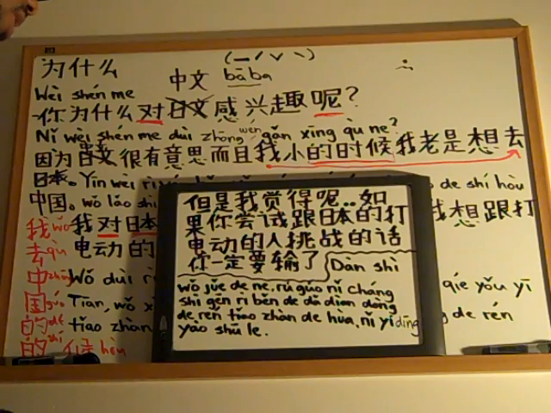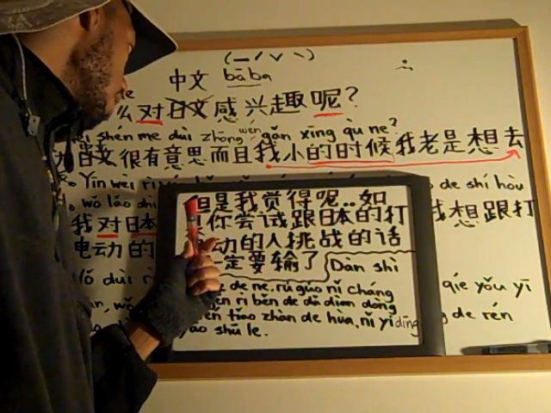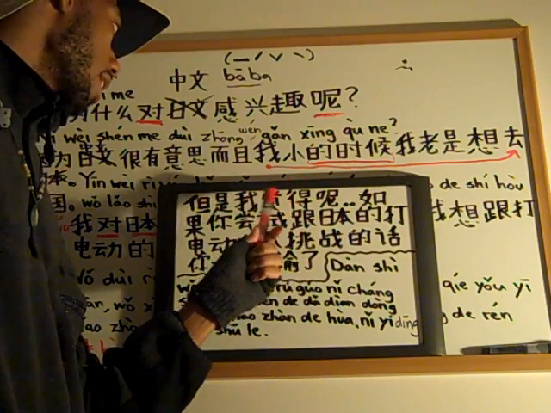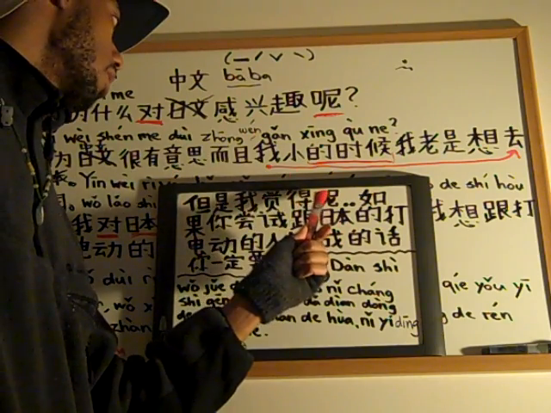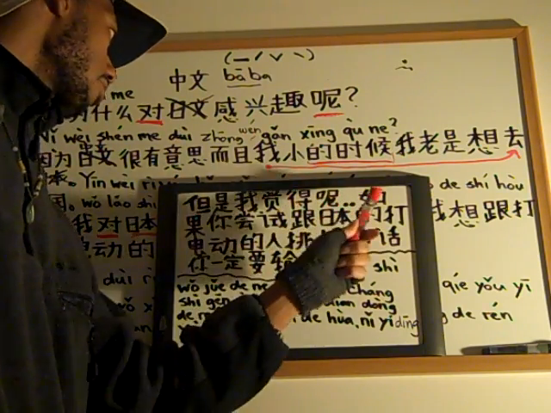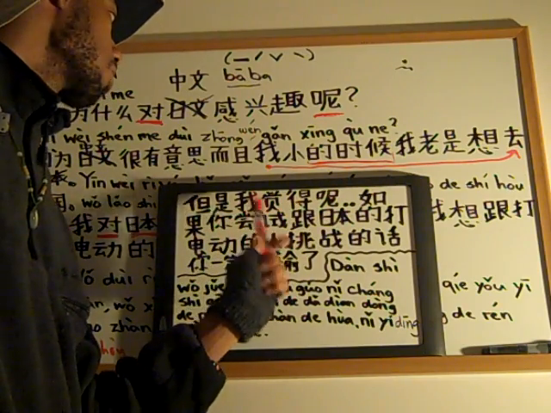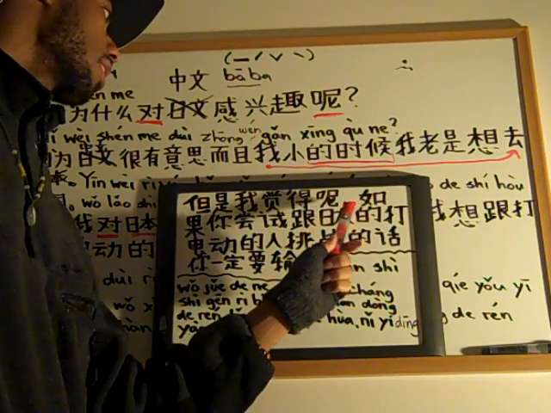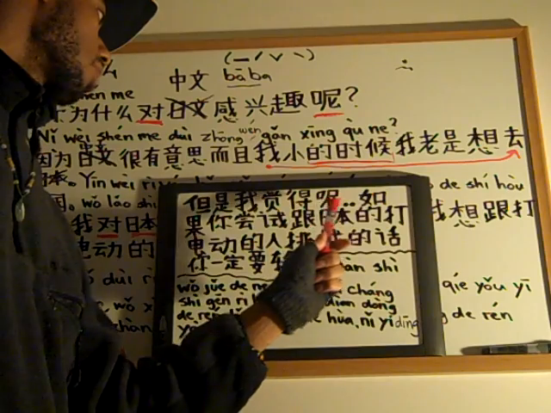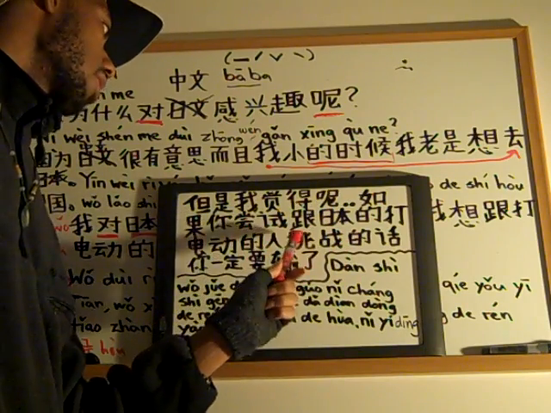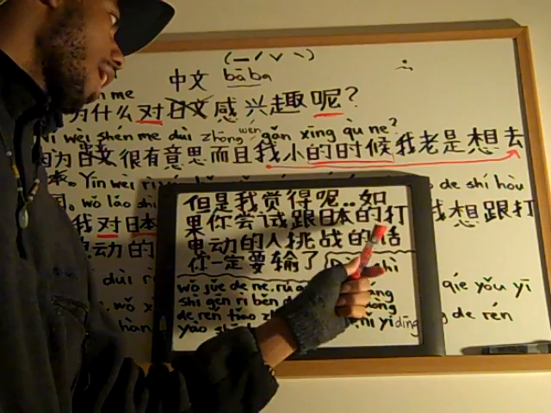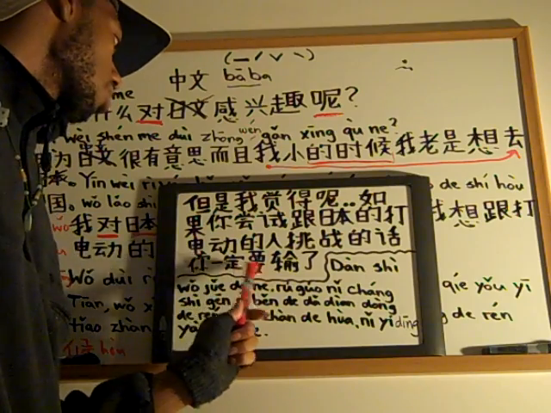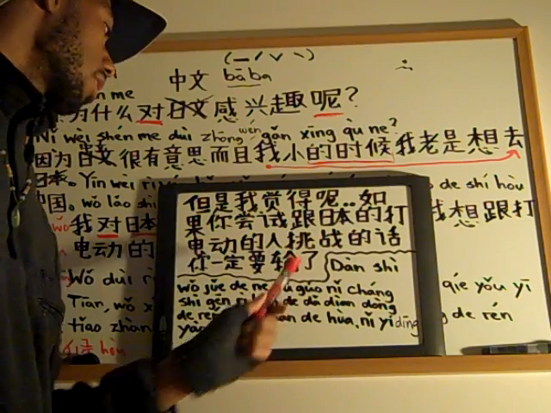Let's see, I need to break some stuff down. 但是 means but. Together, 但是我觉得, I feel. 觉得呢如果, if. 如果你, you. 尝试, try. 尝试跟, with. 日本, Japan. 的打电动的人, like those Japanese gamers. 挑战, there's challenge. 的话, and that goes with 如果, if. 你一定要输了, you certainly are going to lose. 输了 means to lose.